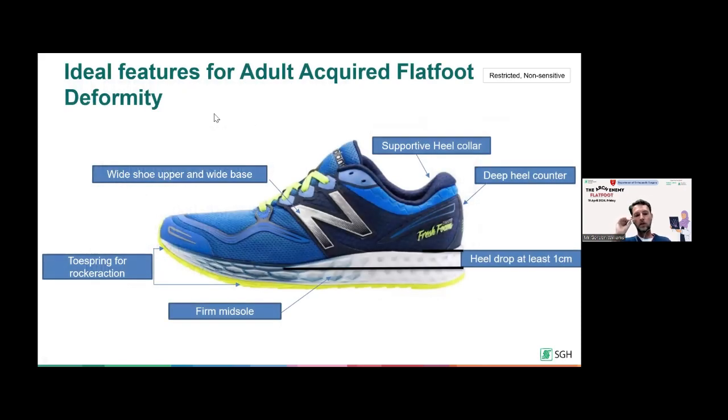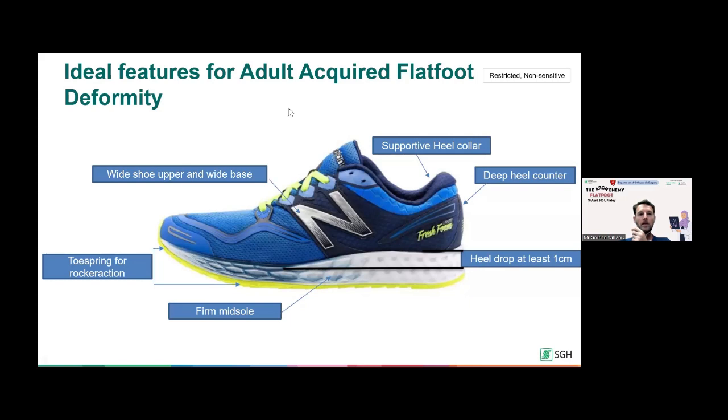Okay, now moving on to footwear. In this slide, we've got a fairly traditional running shoe that all of us are going to recognize. When the clinical decision to use orthotic inner soles for symptomatic flat feet is made, we will usually recommend footwear that has most of these features. So I'm going to quickly just touch on those features.